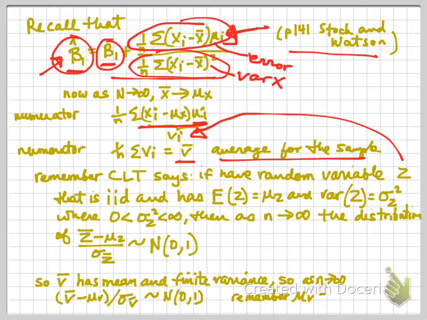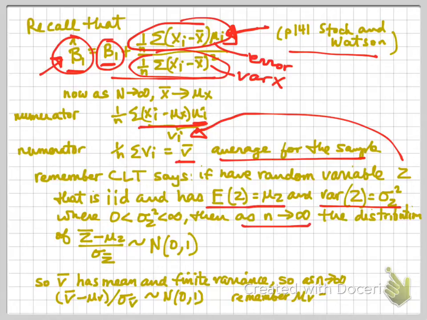If we have a random variable z that's independent and identically distributed and has expectation of z equal to some number and variance of z equal to some number, and the variance is finite, well, this has some expected value that's some number, and it has some variance that's also going to be a finite number.